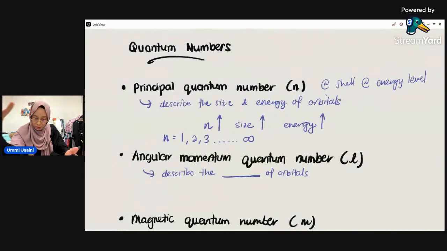Yeah, so it describe ataupun determine the shape of the orbital. Okay, so depends on the value of L, lainlah kita punya type ataupun shape of the orbital. Okay, dia sebenarnya define the type of orbital juga sebenarnya. So when L is equals to 0, bermaksud dia adalah orbital yang mana satu? Kalau L equals to 1 pula, apa shape dia? Kalau L equals to 2 pula, apa shape dia?